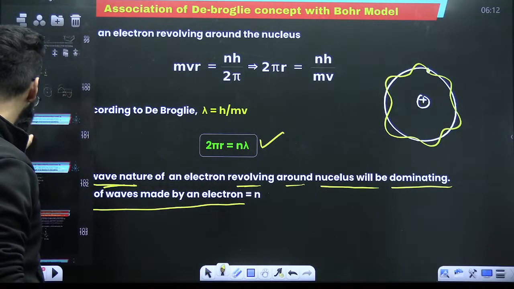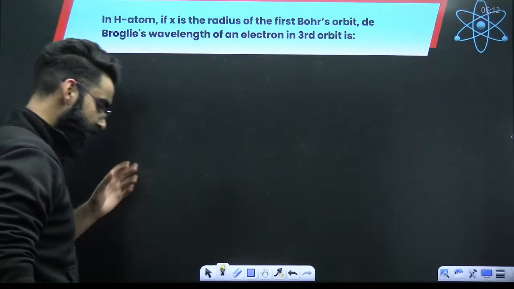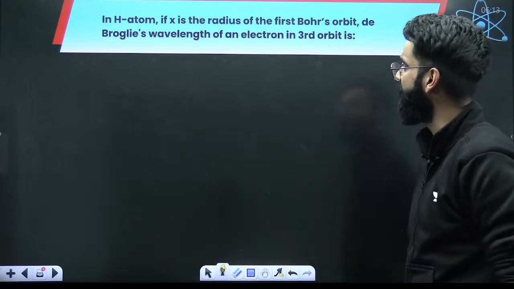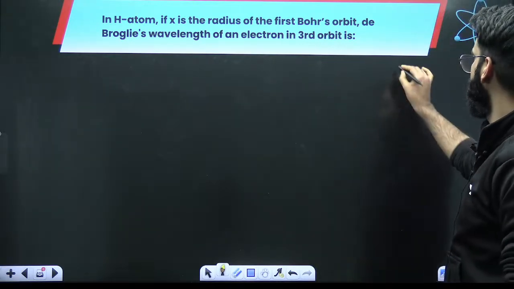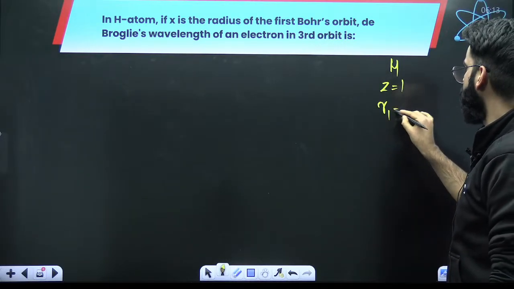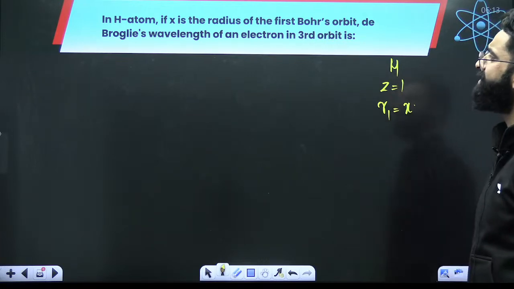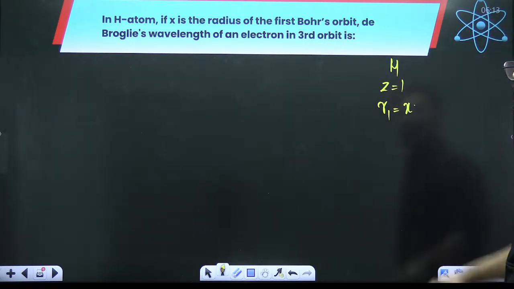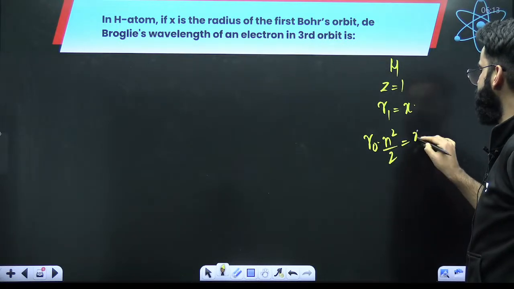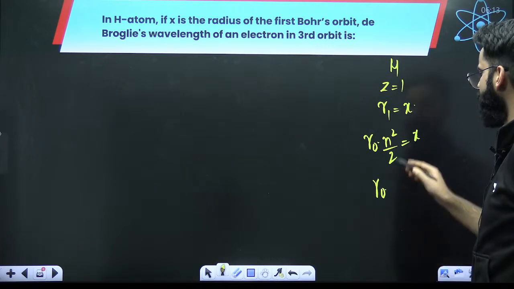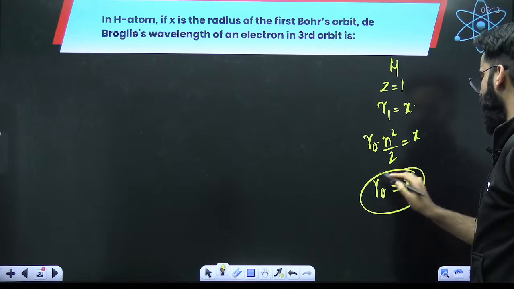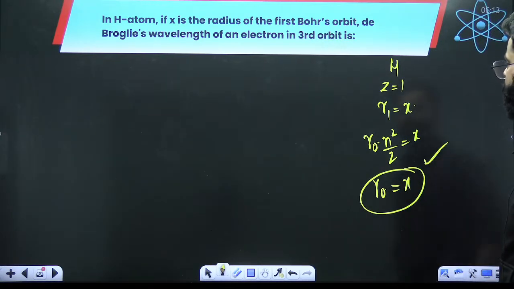So let's try to see certain questions. Can you solve this particular question? In the hydrogen atom, if x is the radius of the first Bohr's orbit. So you have got the hydrogen atom whose z is 1, right? Radius of the first Bohr's orbit is x. That means r0 n square divided by z is equal to x. n value is 1, right? Because he's talking about first orbit. Z value for hydrogen is 1, so r0 is x. You got the value of r0.